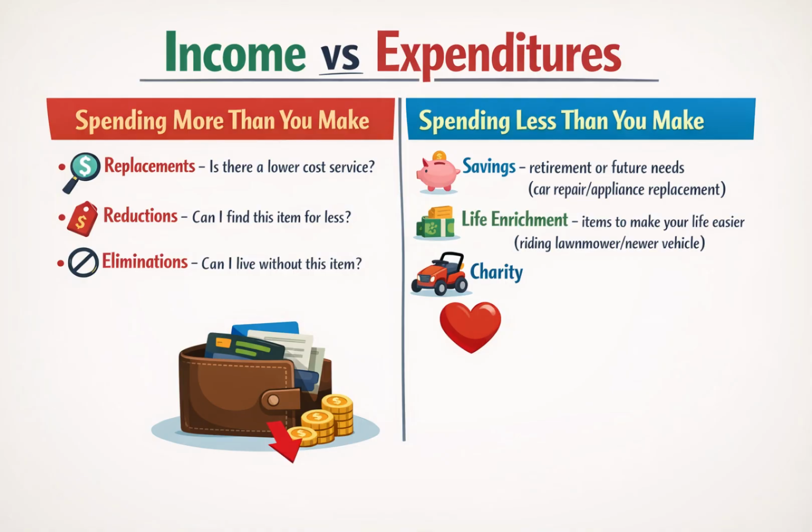If you find yourself in the fortunate situation of spending less than you make, you can budget in savings. Remember those future needs we were talking about earlier? Car repair or appliance replacement. This is where you add the buffer for those items by budgeting in a monthly expense for those future needs.